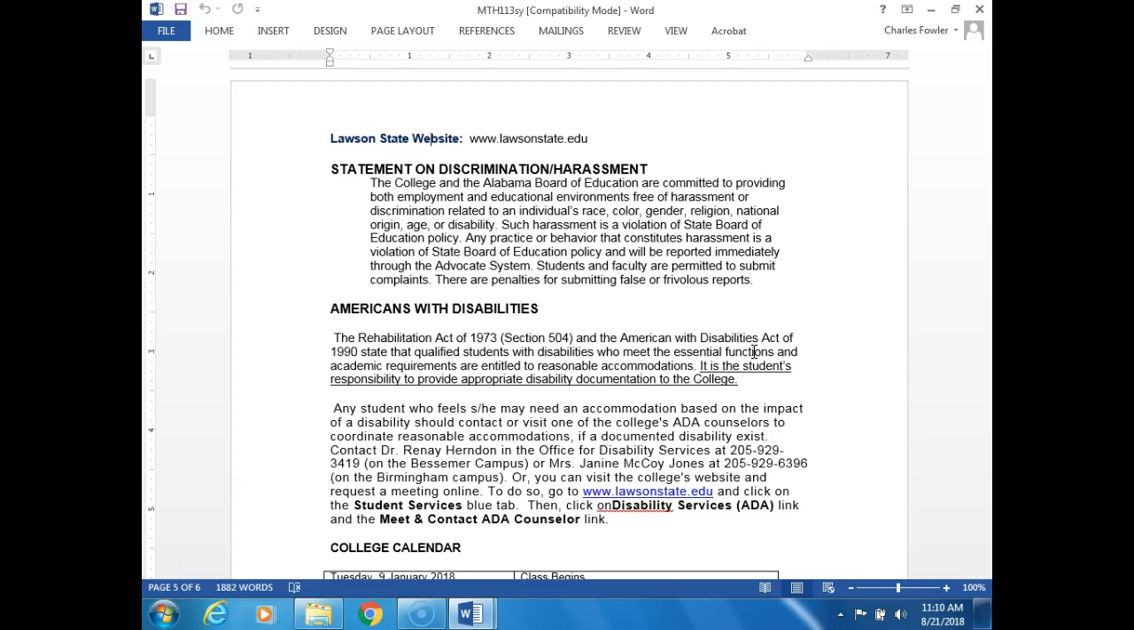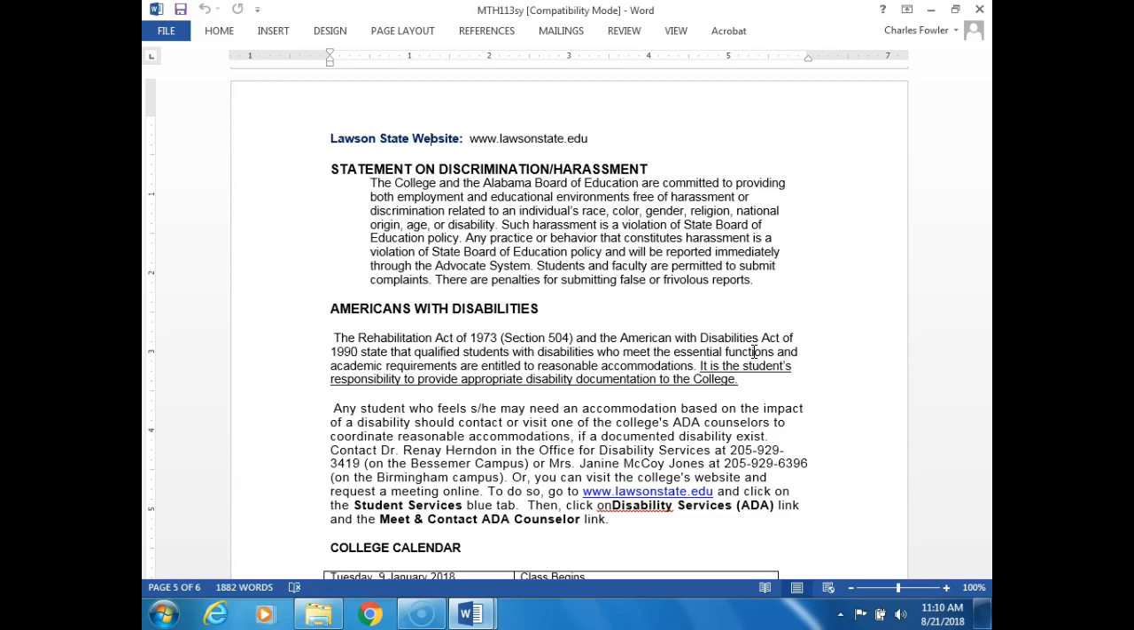Okay, Americans with Disabilities. As you've noticed already, I'm hard of hearing, so I'm sort of sensitive to this. We really want to make sure that everybody who may have some type of disability gets a chance to have every opportunity to deal with that.